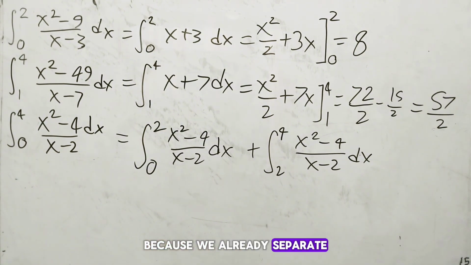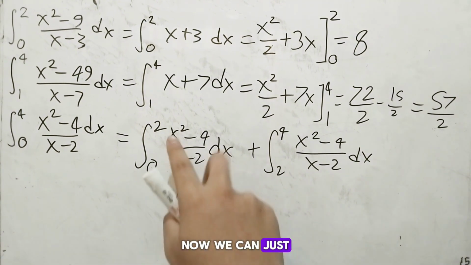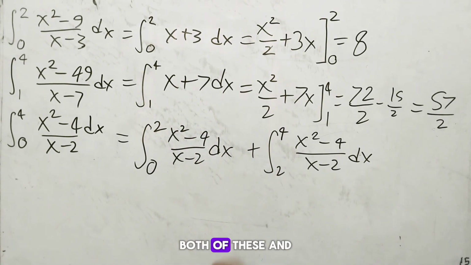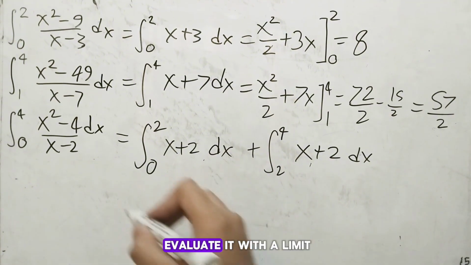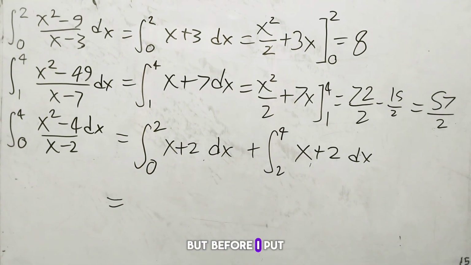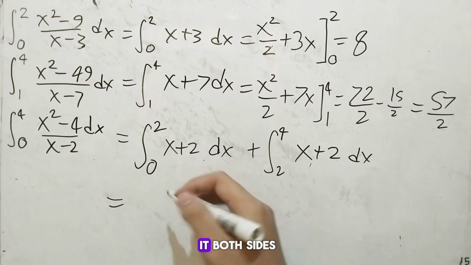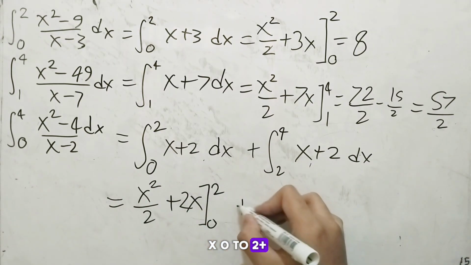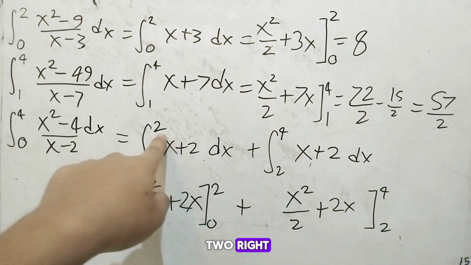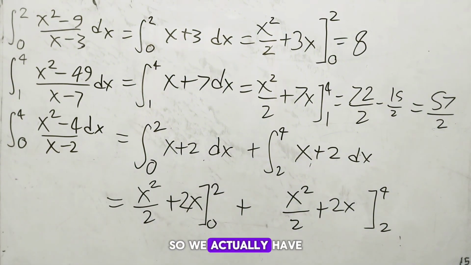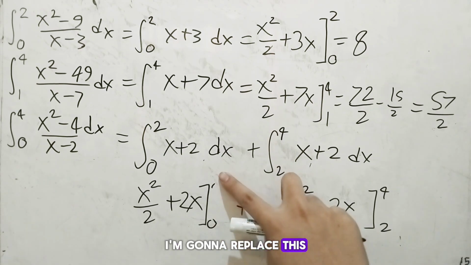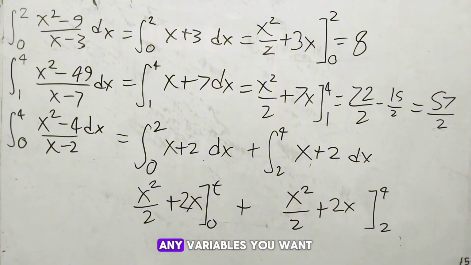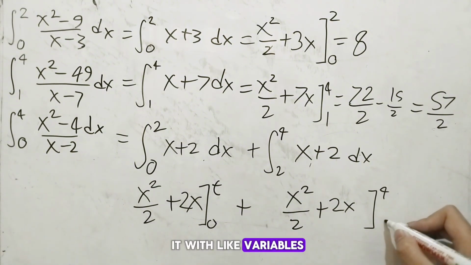Also, because we already separated the integral, we can factor this out and cancel. So this is going to be the integral of x plus 2, for both of these. After having this, we have to evaluate it with a limit. But before I put a limit there, I'm just going to integrate both sides. So this is going to be x squared over 2 plus 2x, from 0 to 2, plus the same from 2 to 4. But remember that 2 is discontinuous, so we actually have to put something called a limit. I'm going to replace this 2 with a t or another variable. You can use any variable you want.